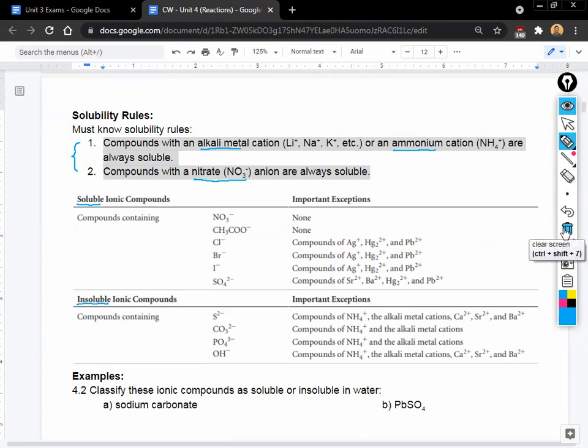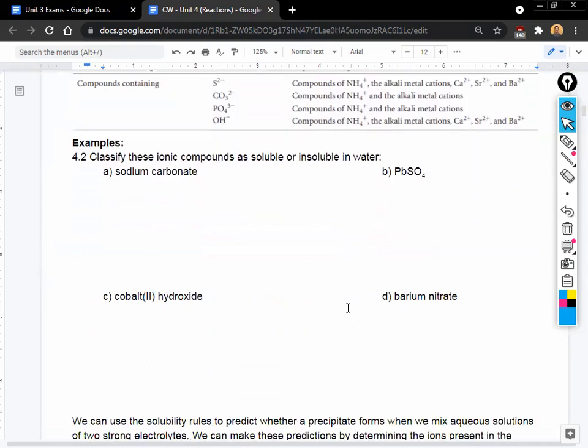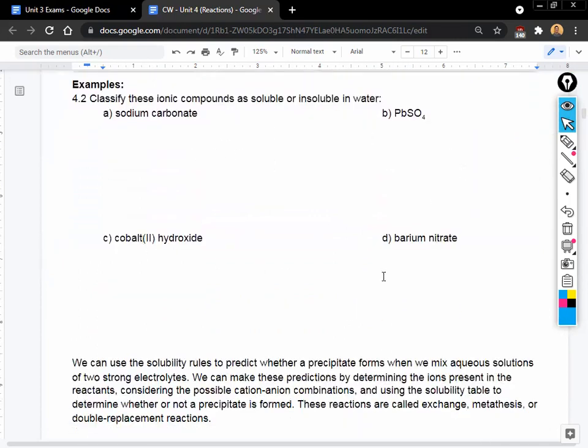So what we're going to do now is go over a couple practice problems. That's how we're going to start. I want you guys to use the rules that you memorized and this chart right here. That's why I said have this up. I want you to figure out which of these four compounds are soluble and which are not soluble in water. Take about a minute and a half. You can work with your partner. You can split it up if you want. Figure out if sodium carbonate, lead sulfate, cobalt(II) hydroxide, and barium nitrate are soluble.